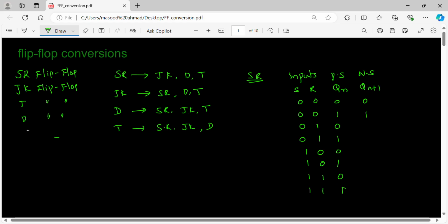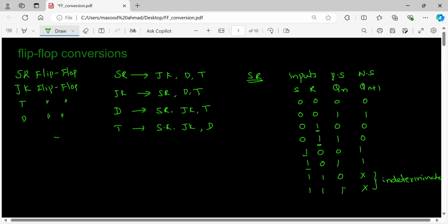Now when S is equal to 0 and R is 1, you are asking it to reset, so your next state will be 0. When you are asking it to set, the next state will be 1. When you are asking for set and reset together, it is a don't care, I can say indeterminate. So this is about SR.